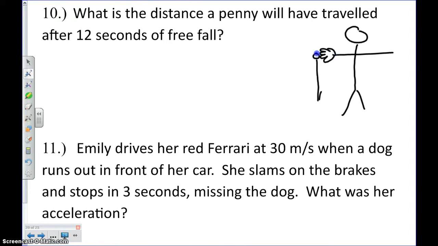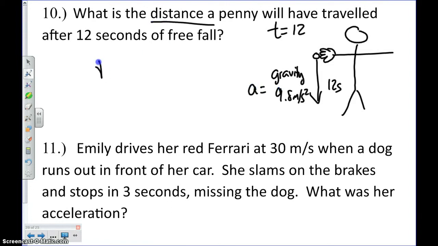So the penny is going to fall for 12 seconds. Okay, so time equals 12 seconds. And what's the only thing affecting it? That's going to be gravity, because we're going to ignore air resistance. So gravity is 9.8 meters per second squared. That's going to be an acceleration. So again, I'm solving for a distance. So we're going to use the same formula. d equals 1/2 a t squared.